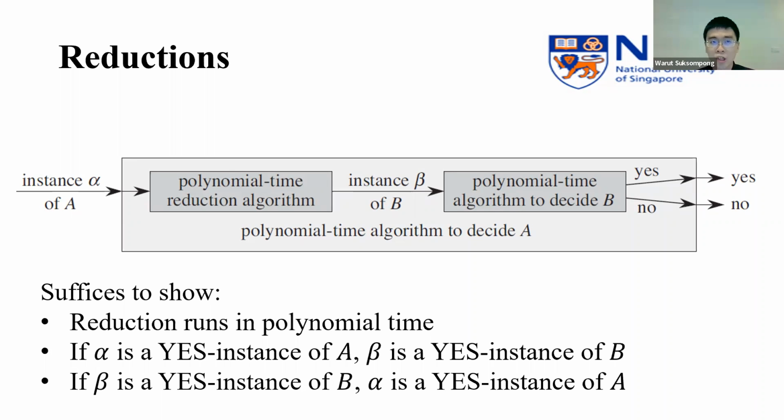So in order to show that this reduction is a polynomial time algorithm, we need to show that the reduction itself runs in polynomial time, right? Converting the instance alpha of A to an instance beta of B. And then if alpha is a yes instance of A, then beta is also a yes instance of B, and vice versa. So it's a yes instance of A if and only if beta is a yes instance of B. So these are the elements of reduction.